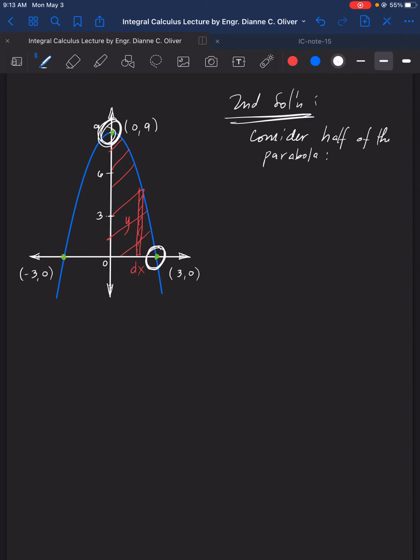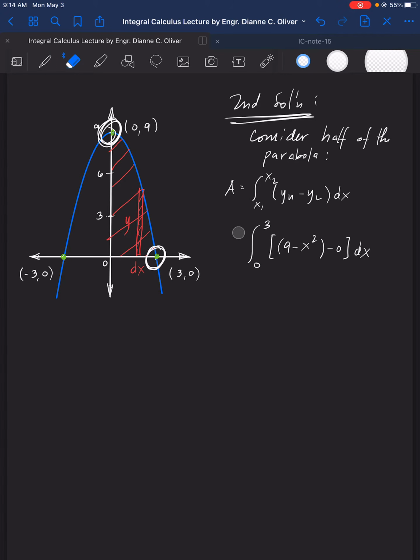So for the vertical area strip, area is equal to y upper minus y lower dx, x1 to x2. So the area here is 9 minus x squared minus 0 dx. Our x limits are 0 to 3. Now since we are considering half of the parabola, the area therefore here is twice the result of this area.